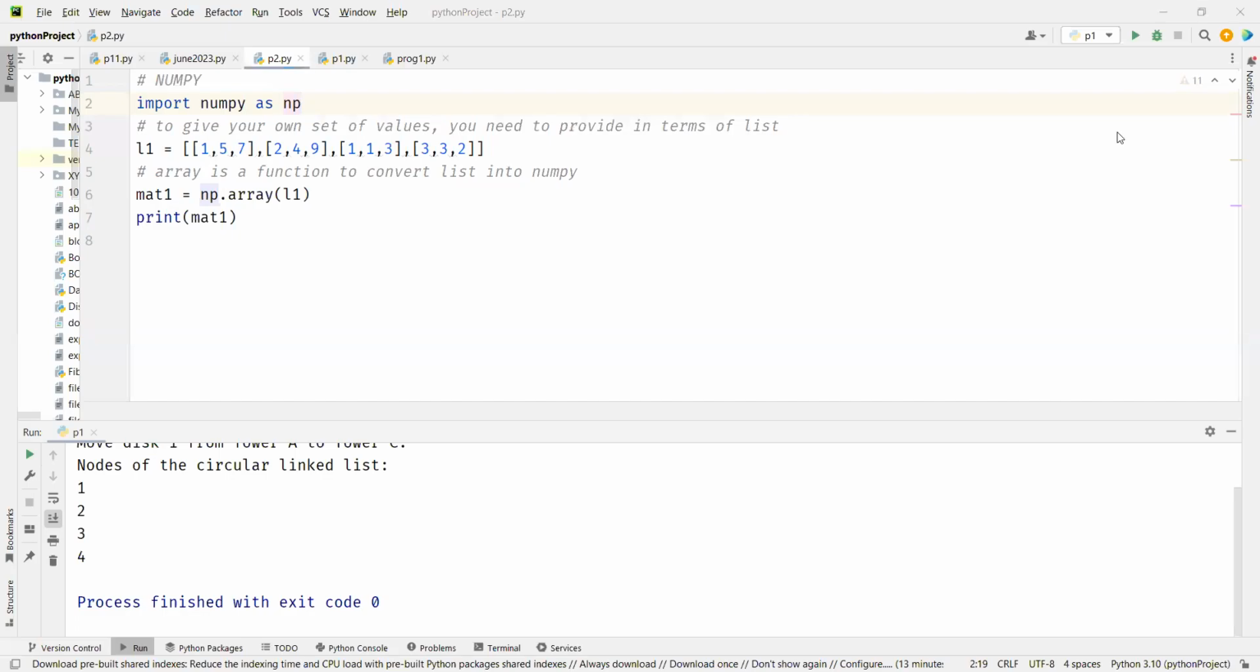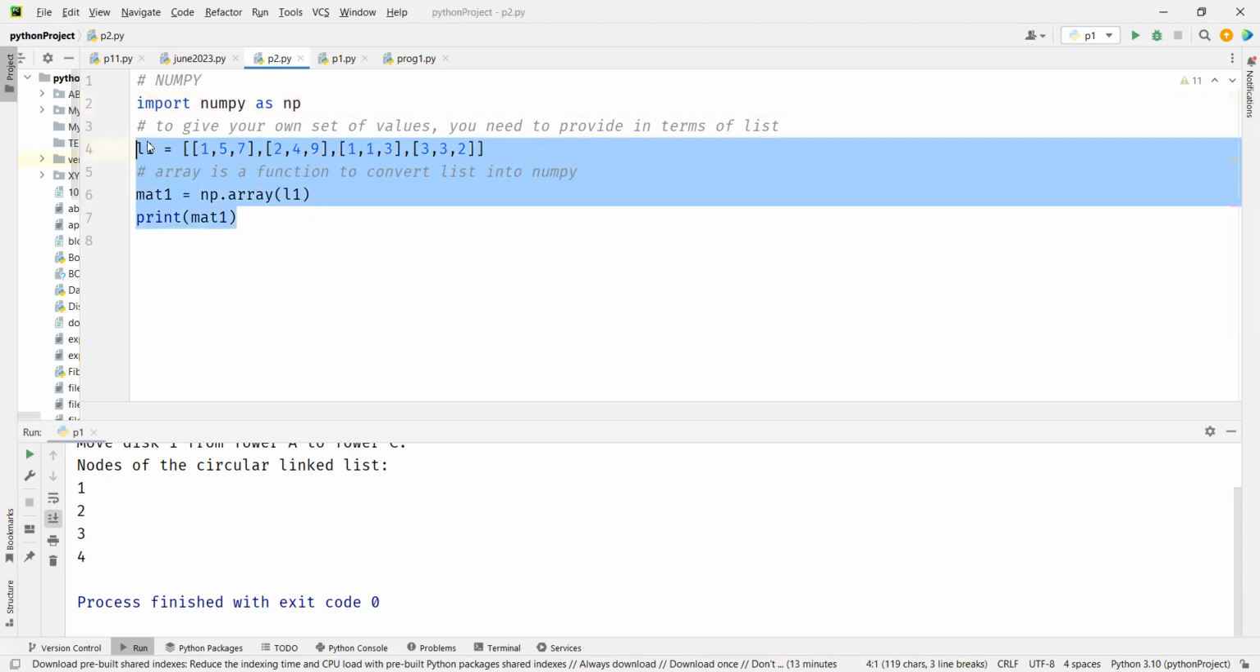Okay, so we continue to work on NumPy. Yesterday we created our first NumPy object. Now let's create one more. This is called mat1. Let me create one more.